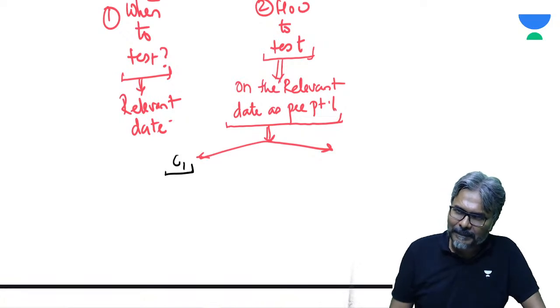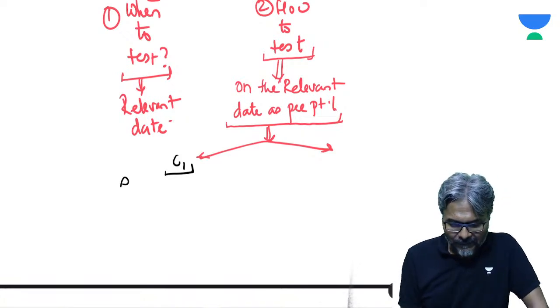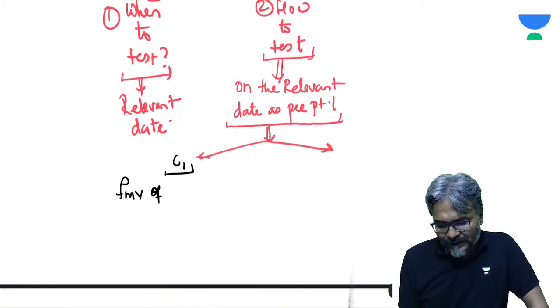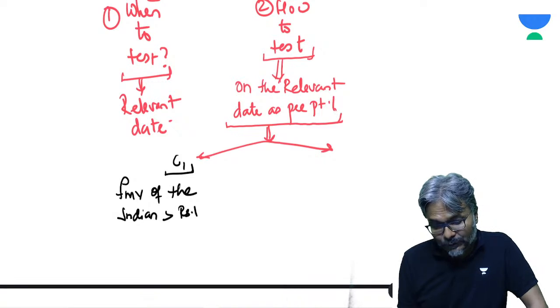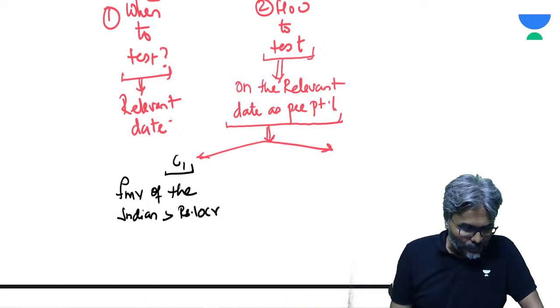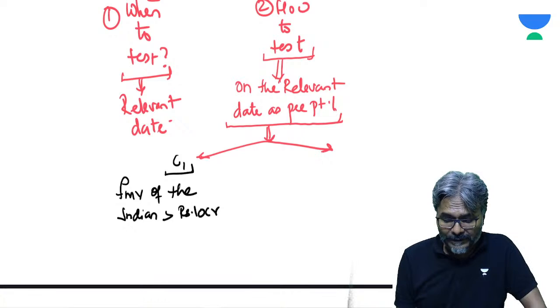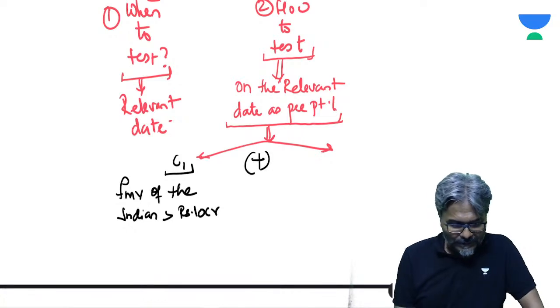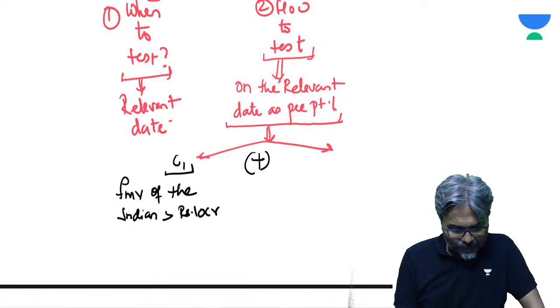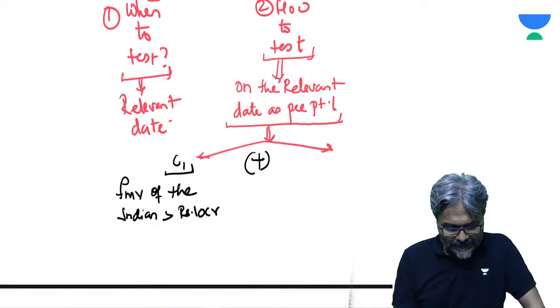The first condition happens to be that the fair market value of the Indian asset, students, should be more than rupees 10 crore. More than, students, not more than or equal to. It is very clear, it is more than. And the second particular point, students, is what?